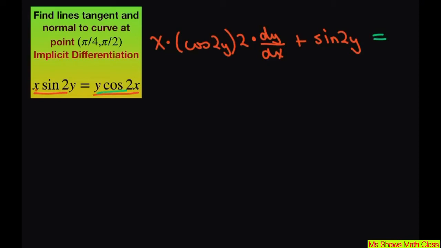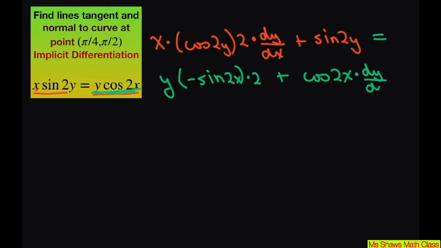Equals, now we do this side. Copy down the y times the derivative of cosine of 2x, which is negative sine of 2x times 2. We're doing x, so we can leave that. Plus, copy down cosine of 2x times the derivative of y, which is 1 times dy/dx.